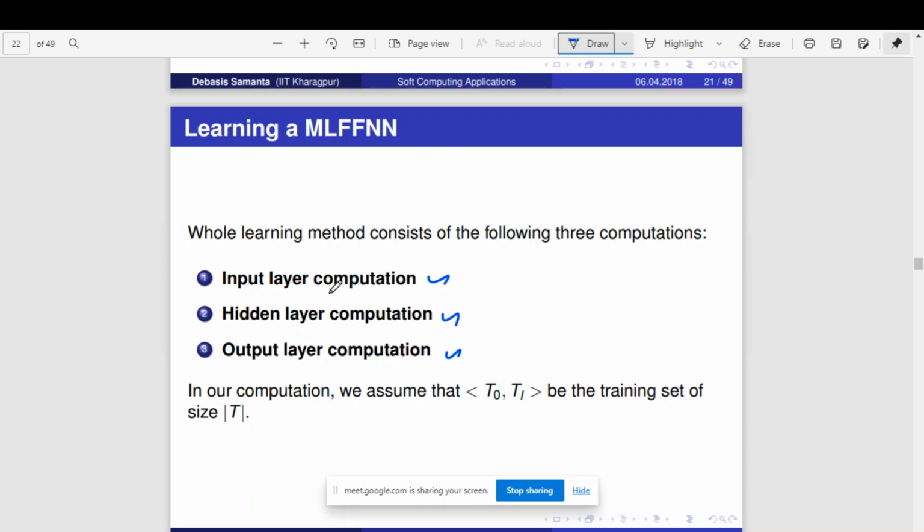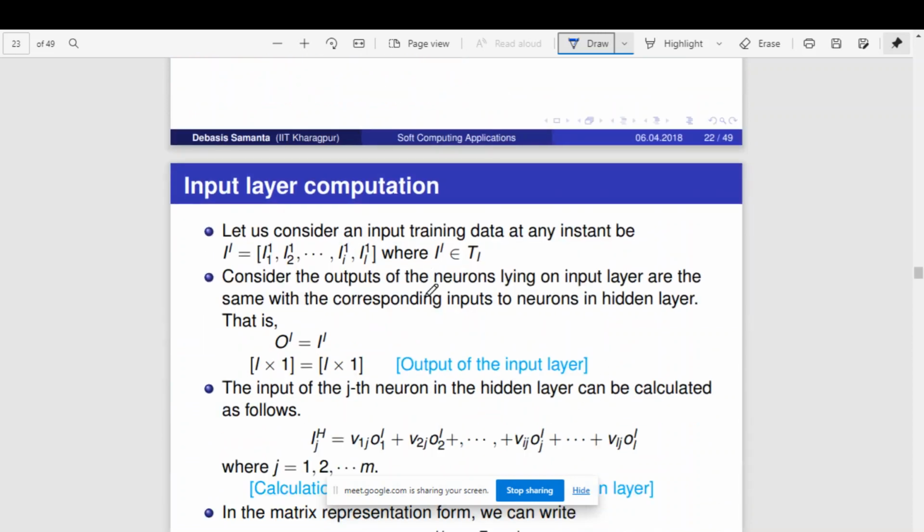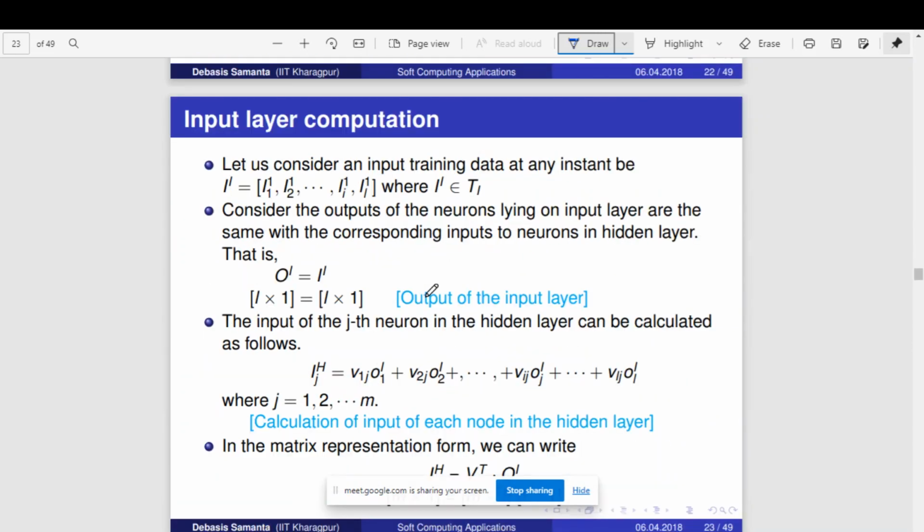So basically, what should be the weight which is coming out of the input layer, and what should be the weight which is coming out of the hidden layer. Okay, and output layer computation means error. With the output layer we can detect the error. Based on this error, we have to update the weights that are coming out of the hidden layer, and also we have to update the weights that are coming out of the input layer. So basically three things we have to do, right?